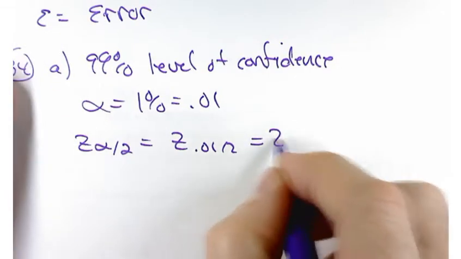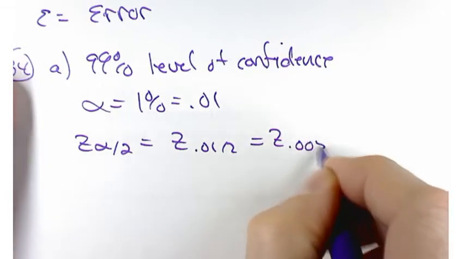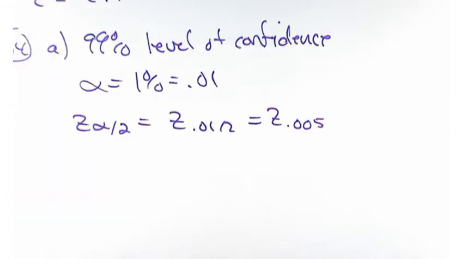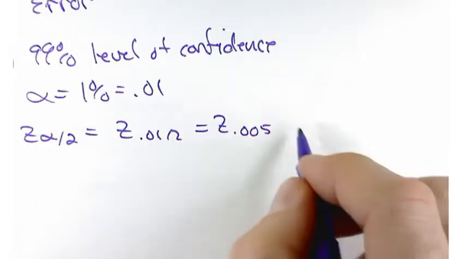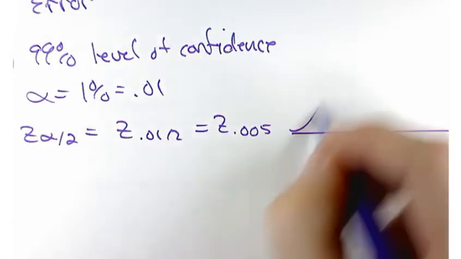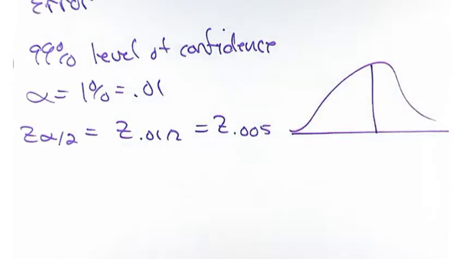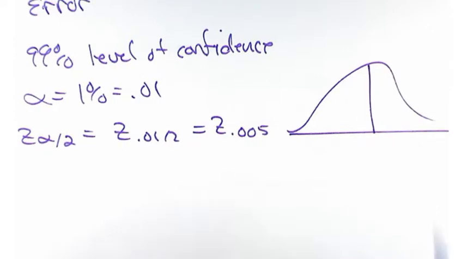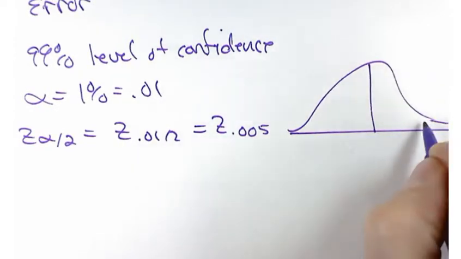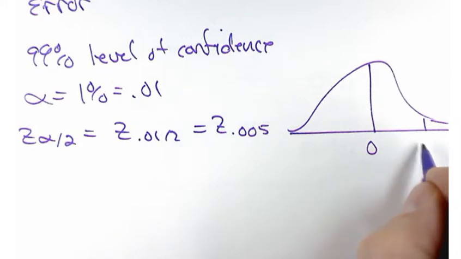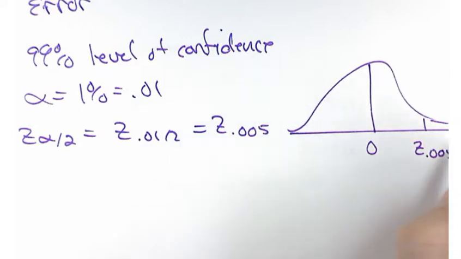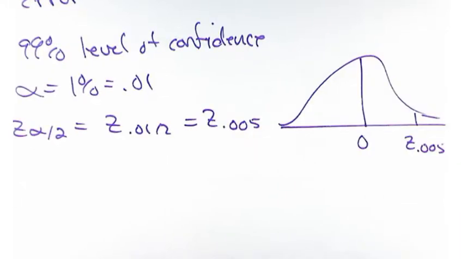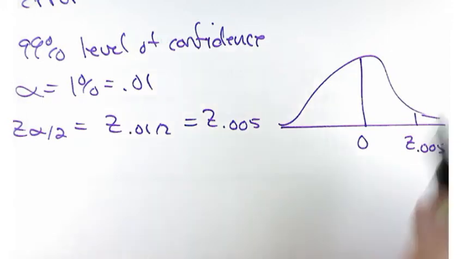Now you're taking that 1% error and dividing it up into 2 tails, or 1% of the area. So it's going to be z sub 0.005. We need to find that. Keep in mind what that is. That's a really terrible normal curve, my bad. That's the point on the standard normal curve with 0.5%, or 1/2 of 1% of the area in the right tail.